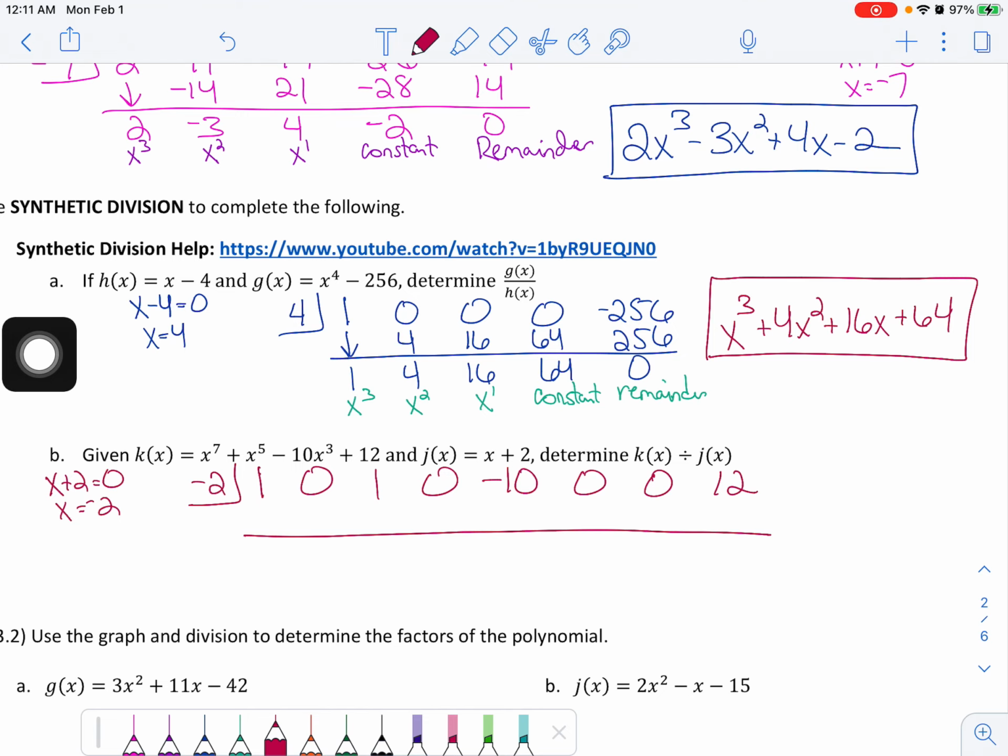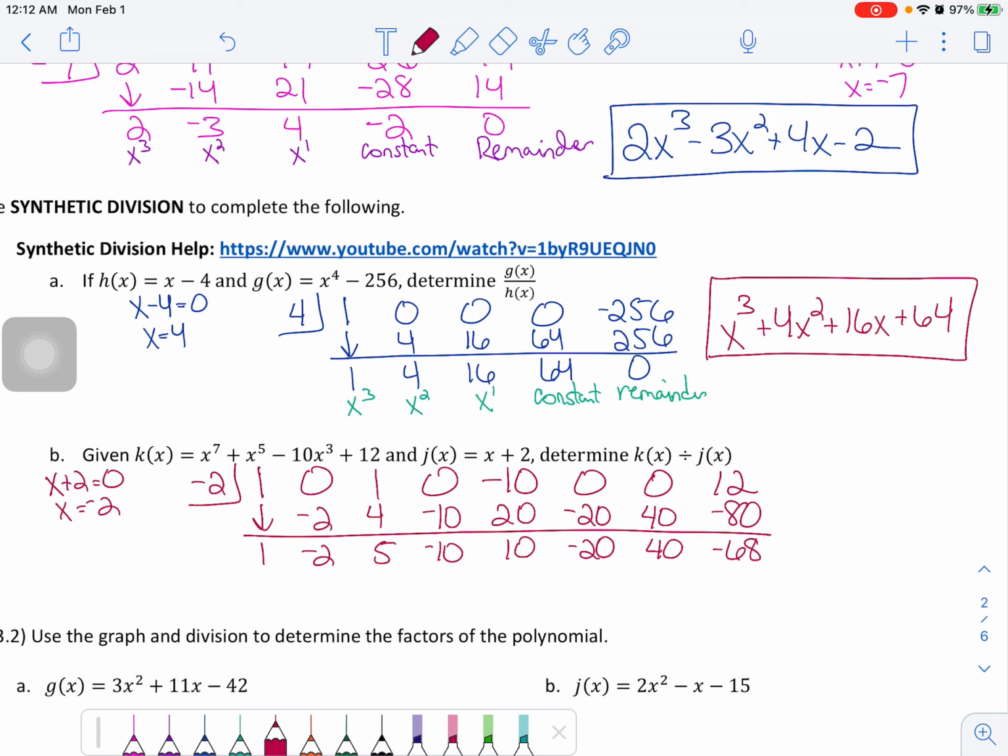All right, let's start rolling through the problem. Drop the 1, we're going to multiply negative 2, add, multiply, add, multiply. Let's see, that's going to be negative 10. Multiply is positive 20, so that turns into positive 10. Negative 20, so negative 20 here. What would that be? Positive 40, so there's 40 there. Negative 80, so that's going to be negative 68.